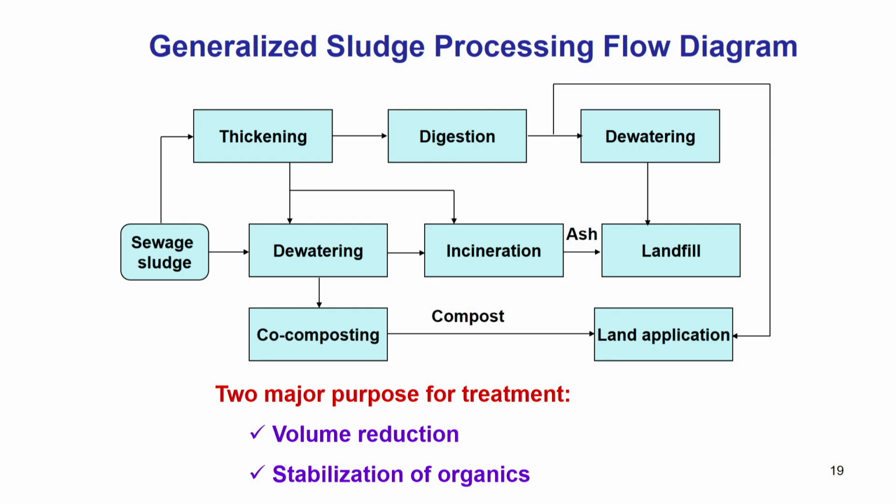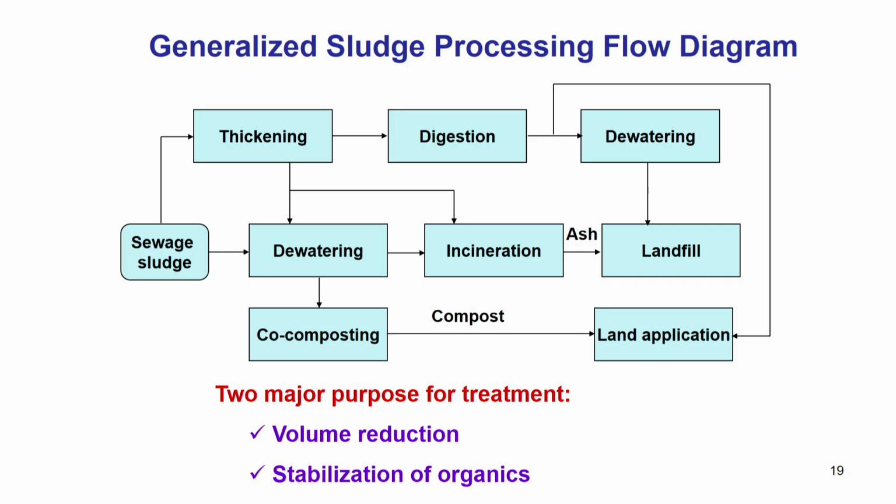Now this is the generalized sludge processing flow diagram. In this there can be a combination of processes again to treat the sludge. So first, this may be thickening. Thickening and dewatering are both used for the reduction of water content from the sludge. Thickening is used in the first place, so we can reduce the moisture content present in the sludge to an extent, and then we can go for dewatering also, for further removal of water content.